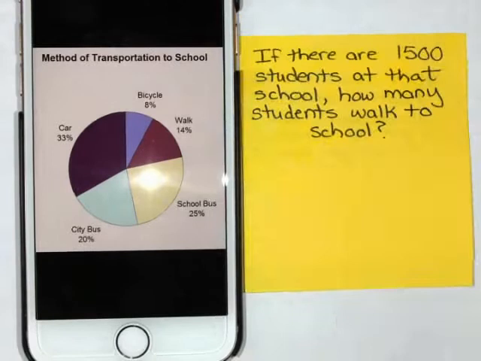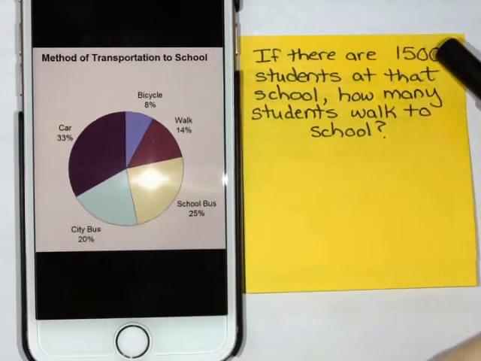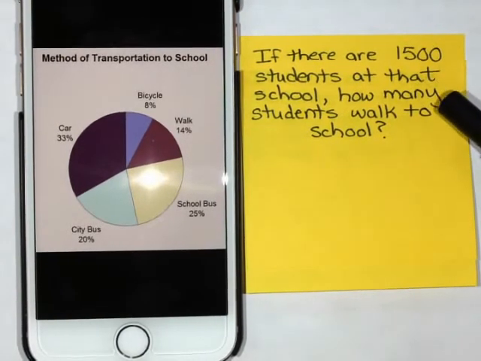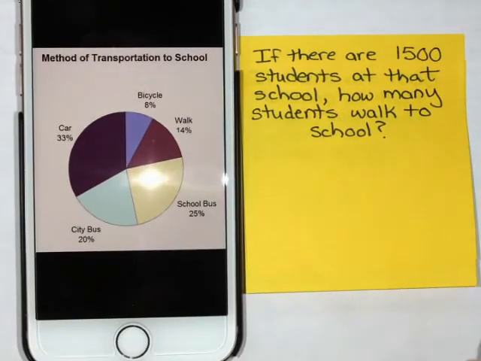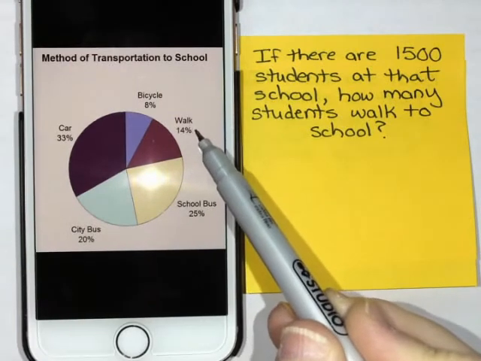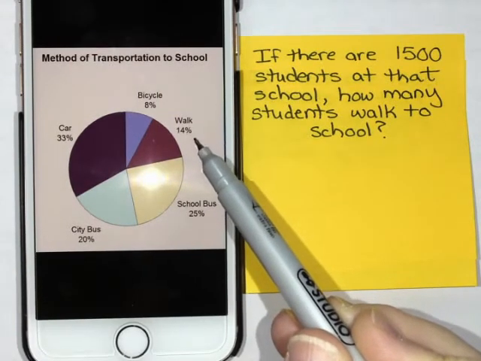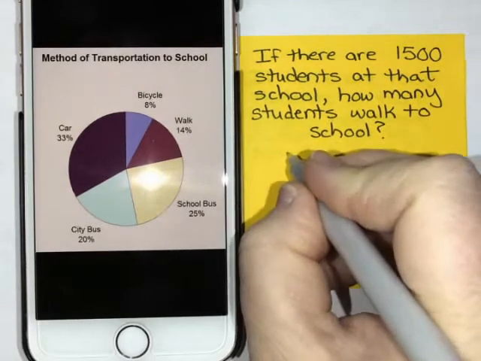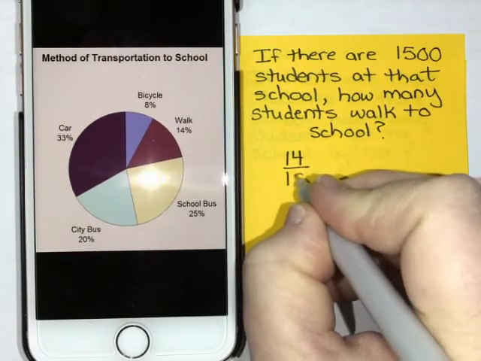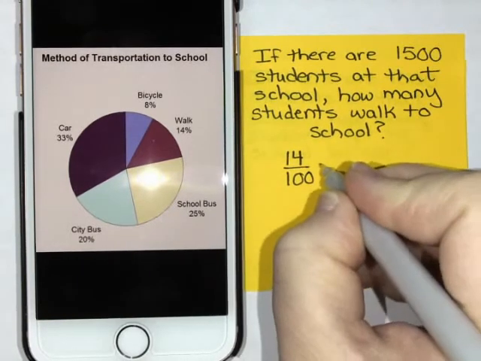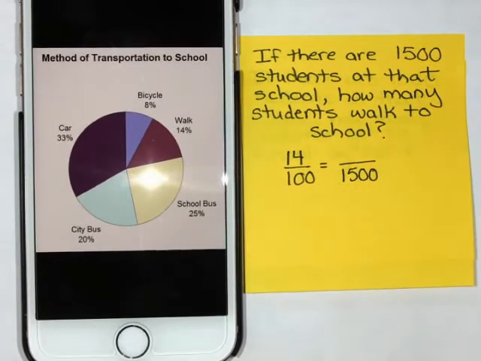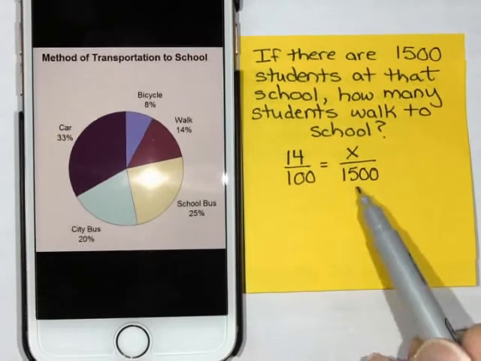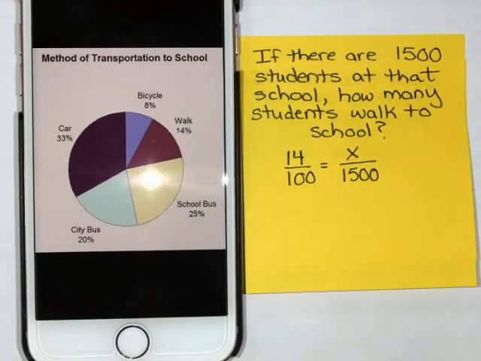Our second question says, if there are 1,500 students at that school, how many students walk to school? So when I look at this graph, I notice 14% of students walk to school. Now 14% means 14 out of 100 students. So I want to know, if there were 1,500 students, how many would be walking? So I'm going to set up a proportion, just like I wrote down, and then I'm going to cross multiply.